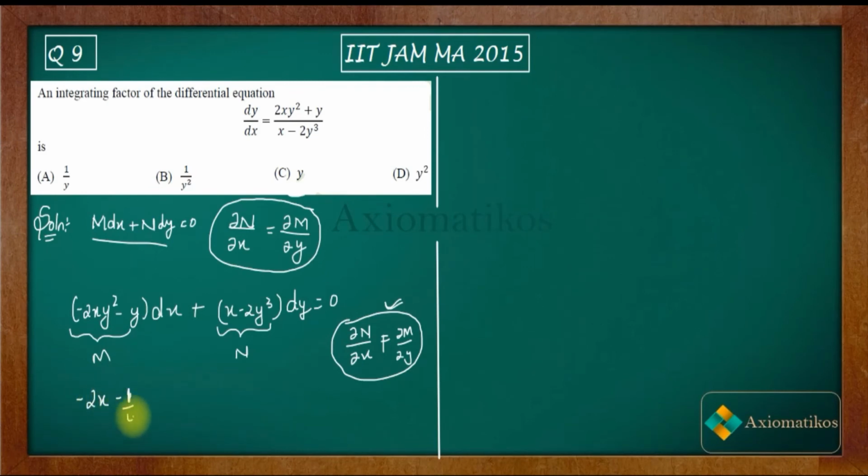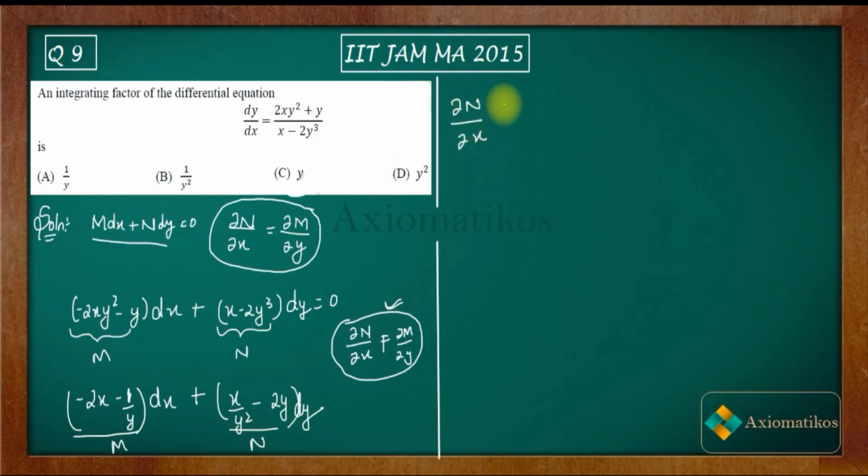Then what you will get is minus 2x minus y dx plus x by y square minus 2y. Right. So now this will be your M and this will be your N. Just calculate del N over del x. Del N over del x will be 1 over y square, and del M over del y will be the differentiation of minus 1 by y, that's 1 by y square. So finally, del N over del x is equal to del M over del y.